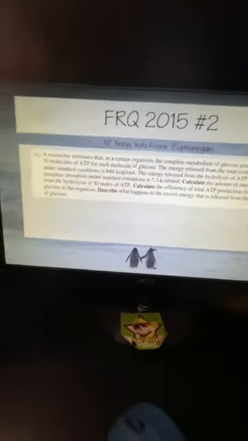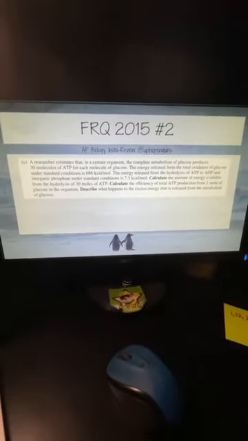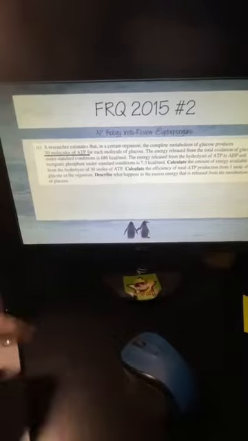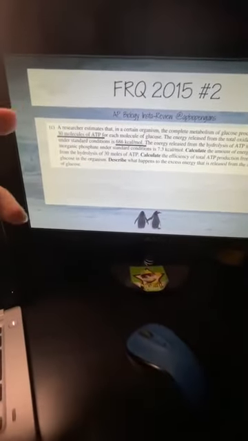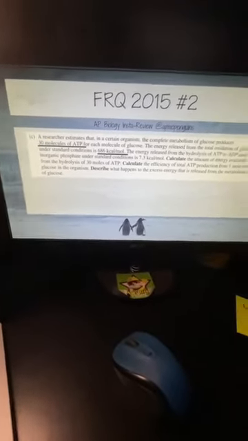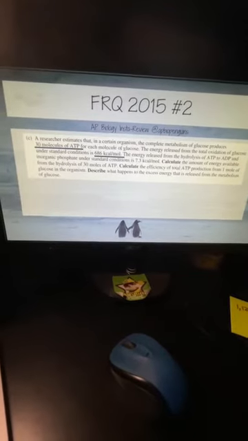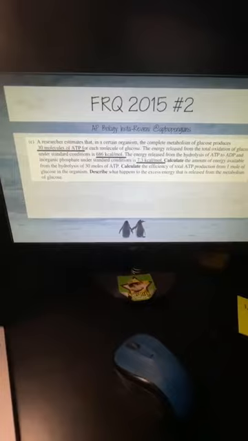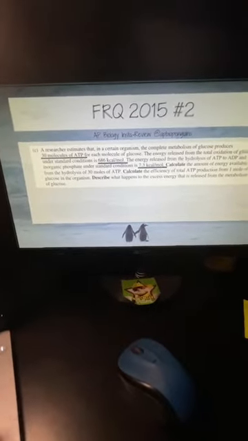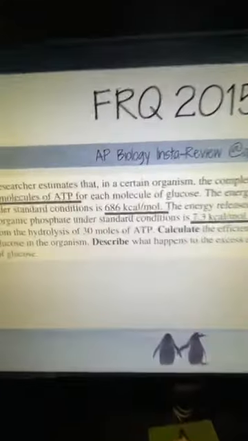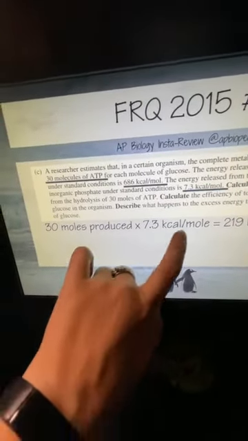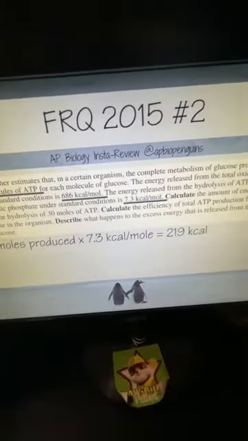Whew. We also had to do a calculation, okay? So it told you about the amount of energy you have in glucose. You have 686 kilocalories per mole. It also tells you that converting ATP to ADP, we have 7.3 kilocalories per mole. So you have to calculate how much energy you have when you have 30 moles of ATP. So if you just take 30 times 7.3, because this is how much you have for ATP, it gives you 219 kilocalories.